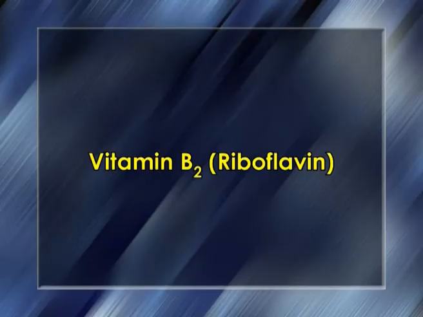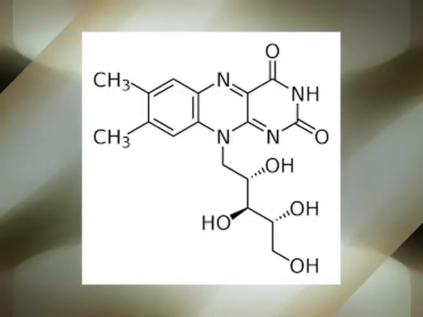Next, vitamin B2 or riboflavin. It's a yellow-colored pigment widely distributed in the plant food and in small amounts in animal foods. Dried yeast is a rich source of this vitamin. It was named riboflavin because of the similarity of part of its structure to that of ribose sugar.